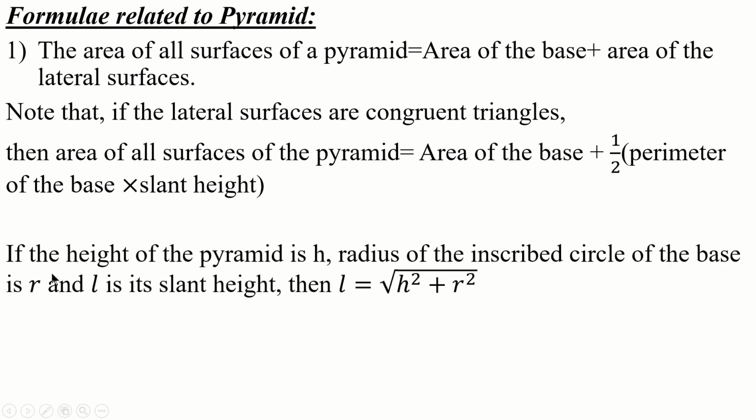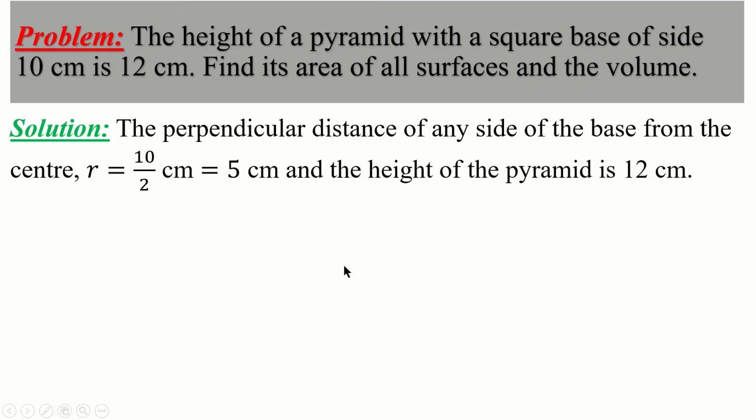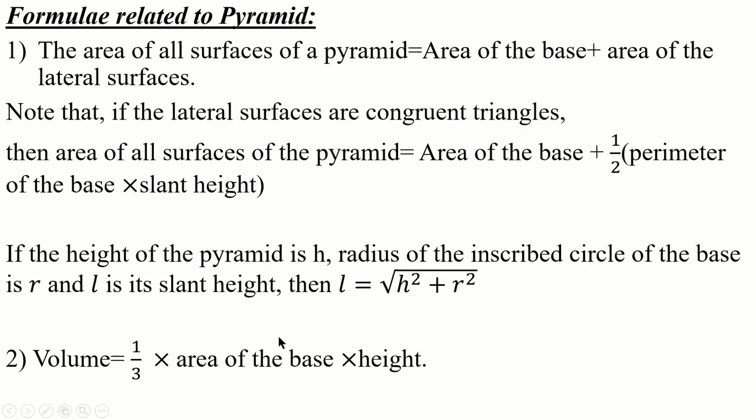Slant height means, follow here, if the height of the pyramid is H and the radius of the inscribed circle of the base is R and L is its slant height, then L is equal to square root of H square plus R square. And volume is equal to 1 by 3 into area of the base into height.